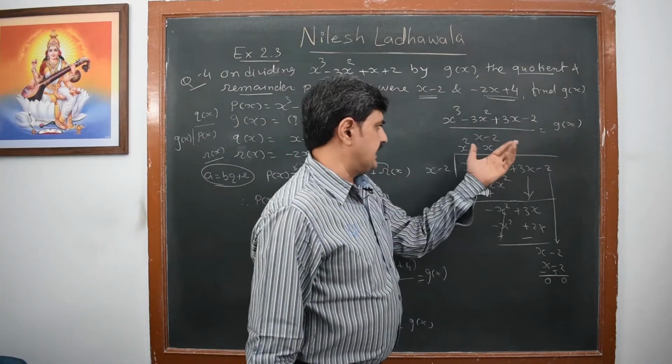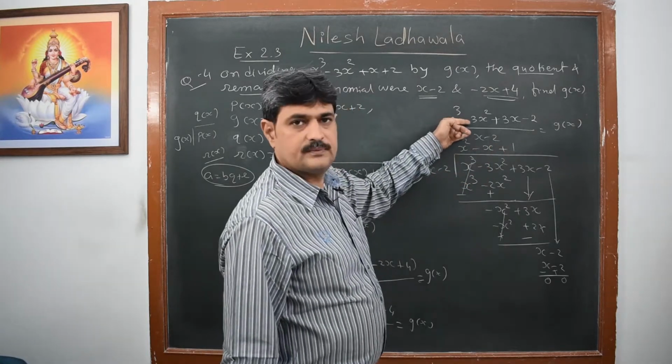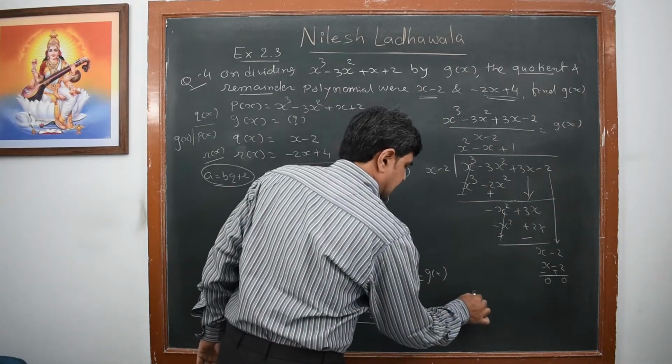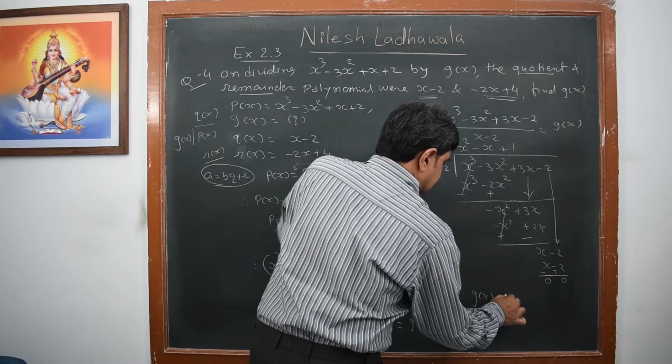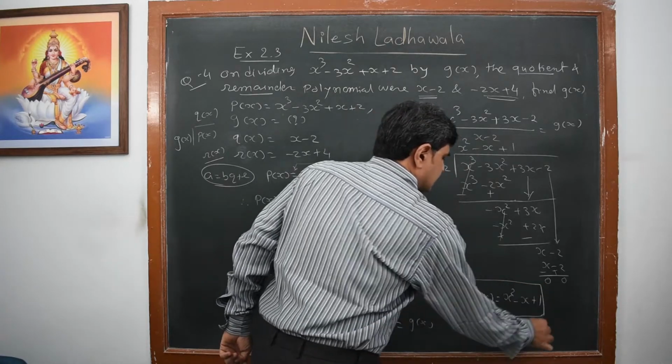The g of x can be written as x square minus x plus 1, which is the quotient of the division of these two. So I can say that g of x is equal to x square minus x plus 1. That is our answer.